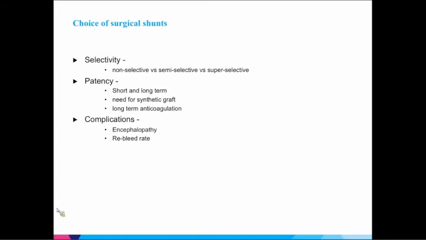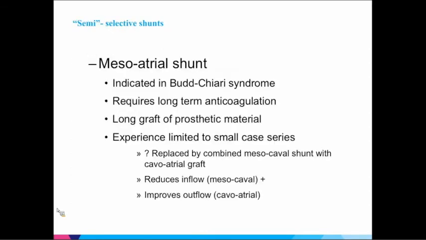Patency, large bore shunt, a portocaval shunt with a large portal vein anastomosed to the cava might carry greater patency, and then when you talk about a mesocaval shunt where you often need a synthetic graft, therefore long-term anticoagulation, patency rates drop. And then we have to talk about the complications of encephalopathy and rebleeds.